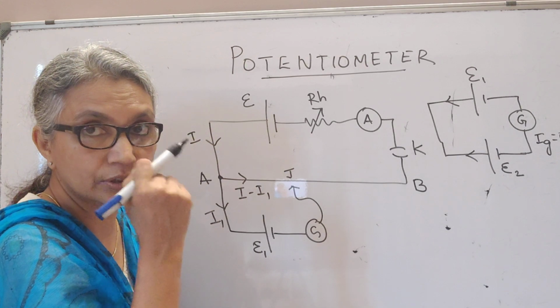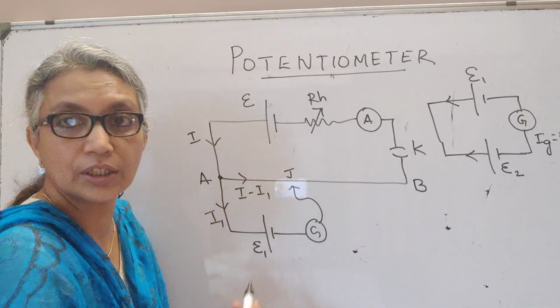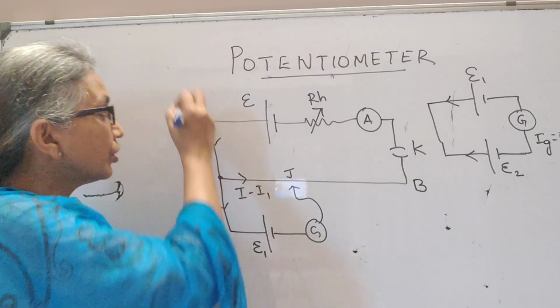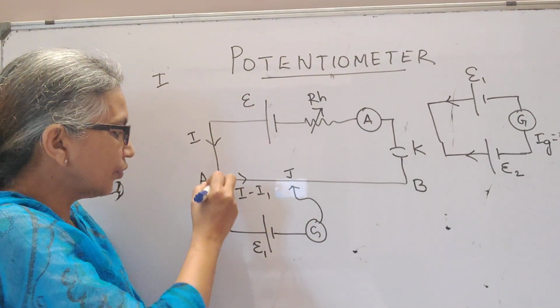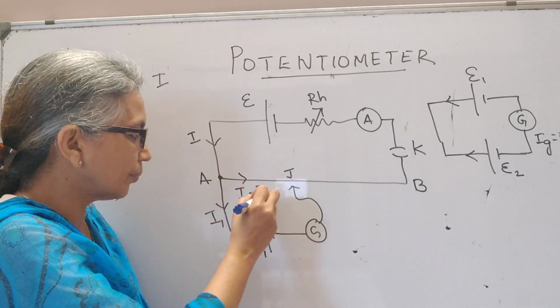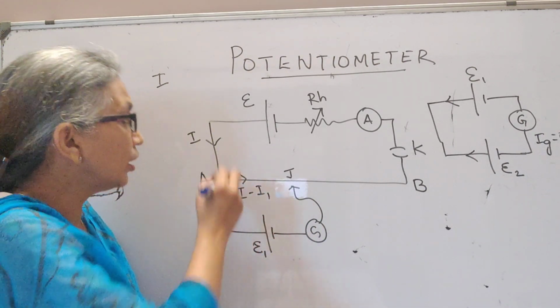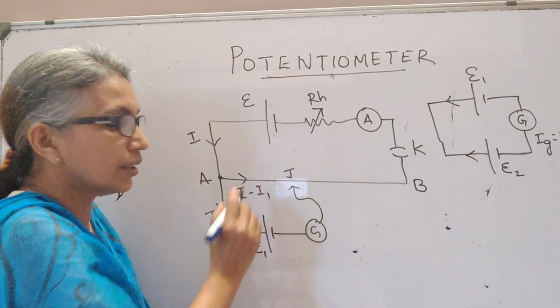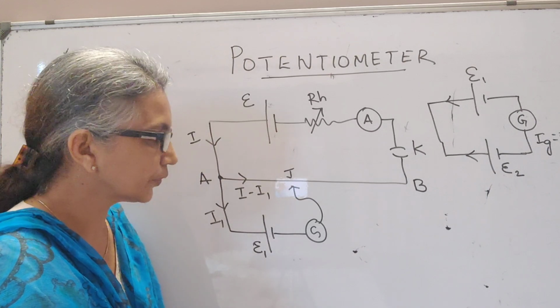Kirchhoff's junction rule tells you that the current entering a junction must be equal to the sum of the currents leaving the junction. So if you take the current entering the junction, it is I. What is leaving is I1 plus I minus I1. So this I1 and I minus I1 will get cancelled. The leaving current is also I, and that is why I have taken this current as I minus I1.